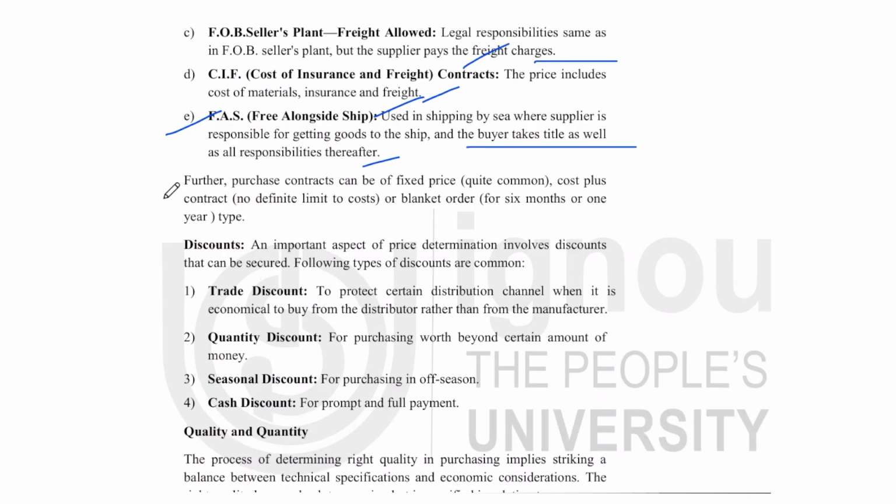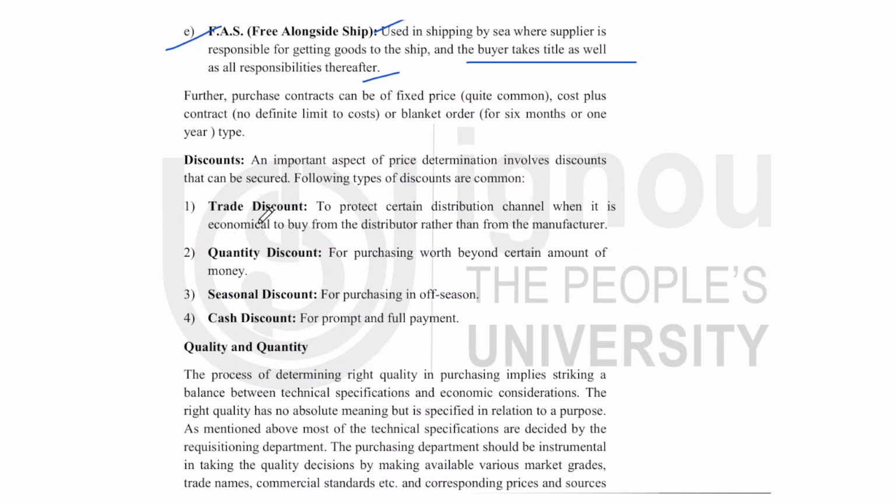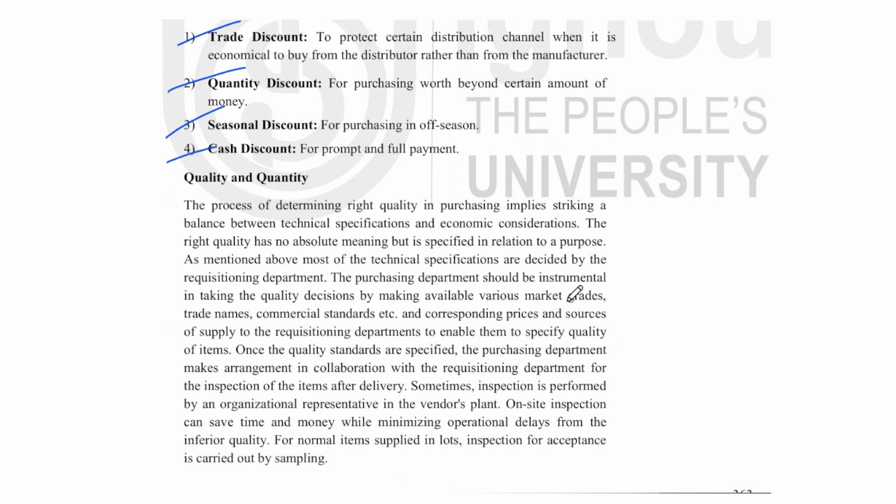Further, purchase contracts can be fixed price, which is quite common, or cost plus contract, where there is no definite limit to cost, or blanket order, which is for 6 months or 1 year. And discount, an important aspect of price determination, involves discounts that can be secured. The types of discounts are trade discount, quantity discount, seasonal discount and cash discount.